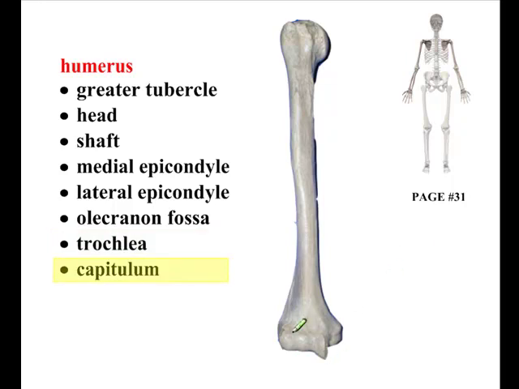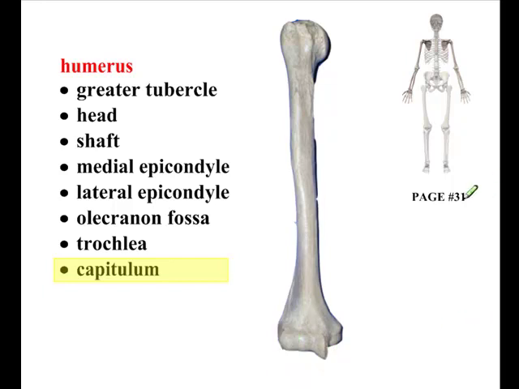And the last section we're going to look at is the capitulum, which is a rounded section right here on the lateral side of the humerus. And this section allows the humerus to articulate very easily with the radial head of the radius, which is the other bone that forms the forearm and attaches right here.